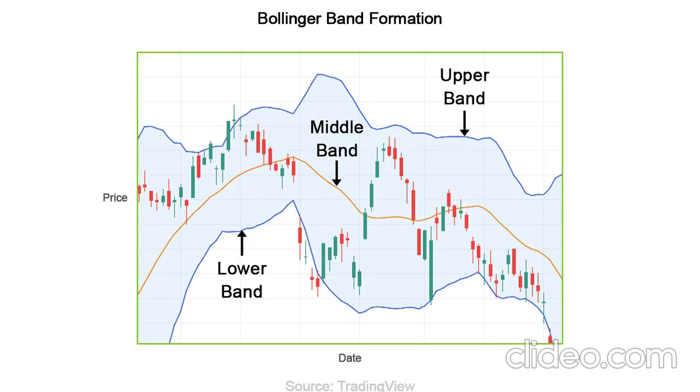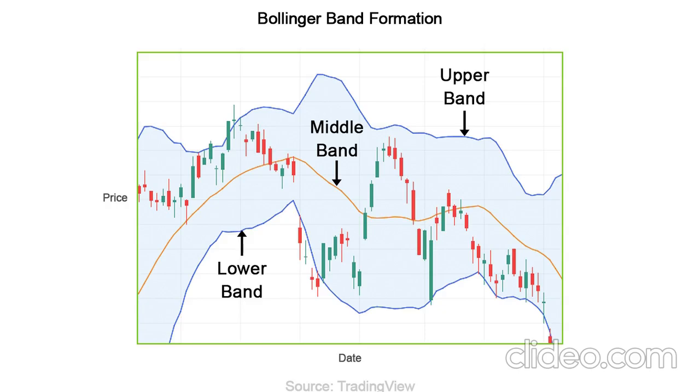Buy signal. When the price touches or drops below the lower band, it indicates that the asset may be oversold. A buy signal is generated when the price reverses and begins moving upward from this level. Sell signal. When the price touches or exceeds the upper band, it suggests the asset may be overbought. A sell signal is generated when the price reverses and begins moving downward.